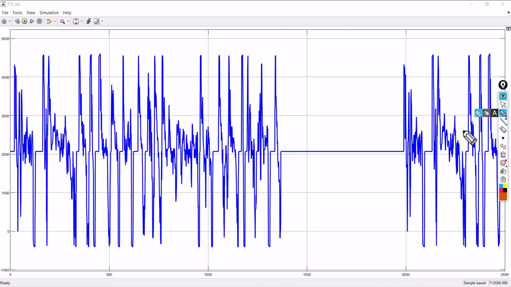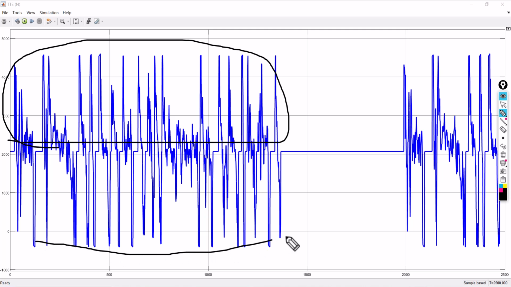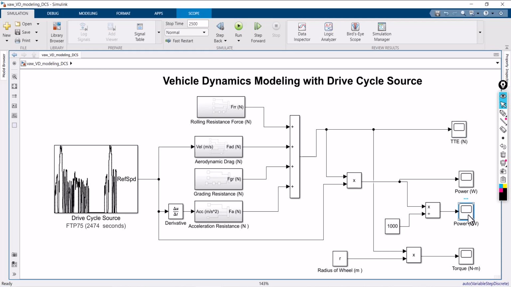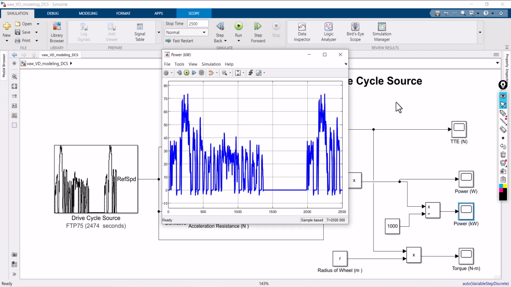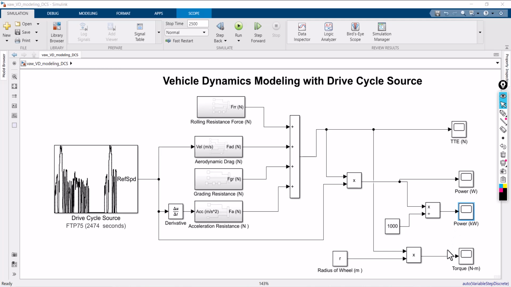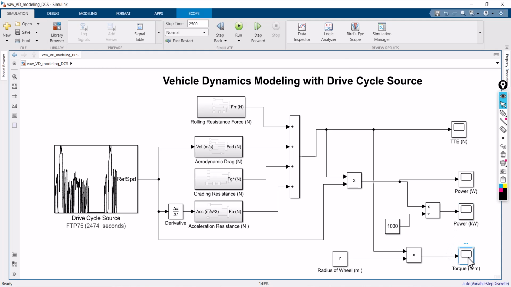It's clear that this is the total tractive effort. You can see these portions, the torque requirement when the driver applied the acceleration, and these when the driver applied the brake. At the same time, if you look at this power requirement, the maximum power required for this drive cycle source is approximately 74 kilowatt. 74 kilowatt is the maximum power required to drive this input. At the same time, you can check the torque also. What will be the maximum torque it's going?